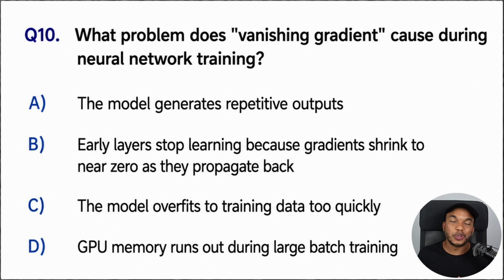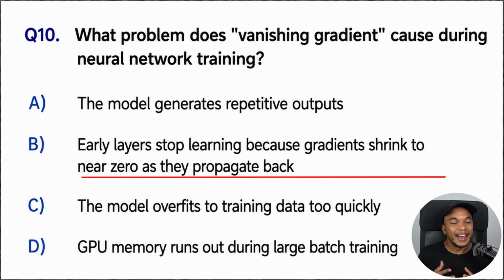And the answer here is going to be B. Early layers stop learning because gradients shrink to near zero as they propagate back. Now, what happens here is that in training or in learning, when a neural network makes a mistake or an error, it tries to learn through a process known as backwards propagation, where error signals will be sent backwards.